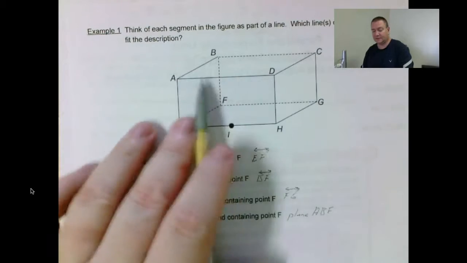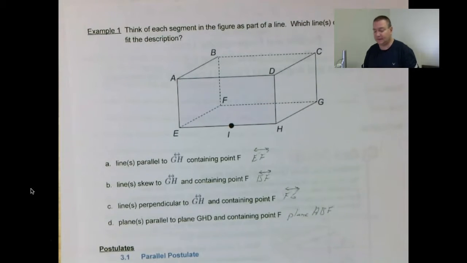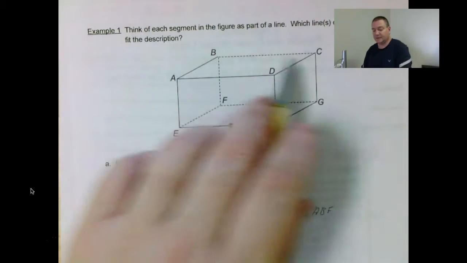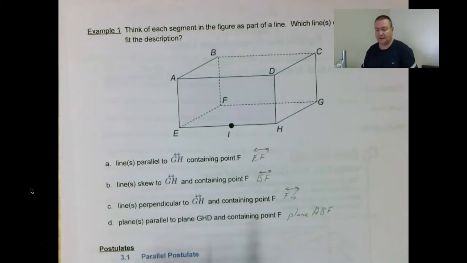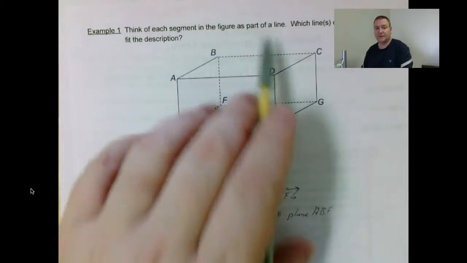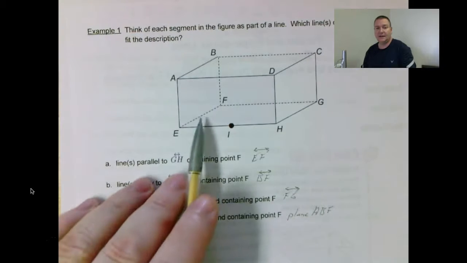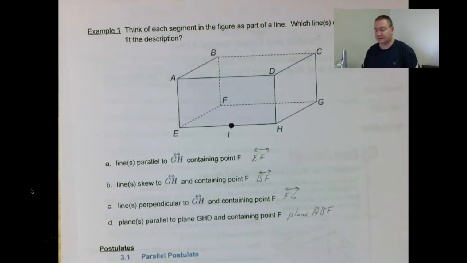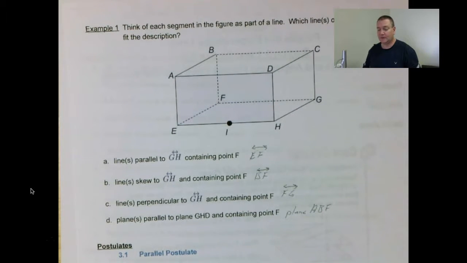EF is parallel to the plane of the ceiling ABC. GH is parallel to the plane ABC. EF is parallel to GH. EF is parallel to the plane ABC. FG is parallel to the plane ABC. EF and FG are intersecting. In fact, they're perpendicular. So the answer here is sometimes.